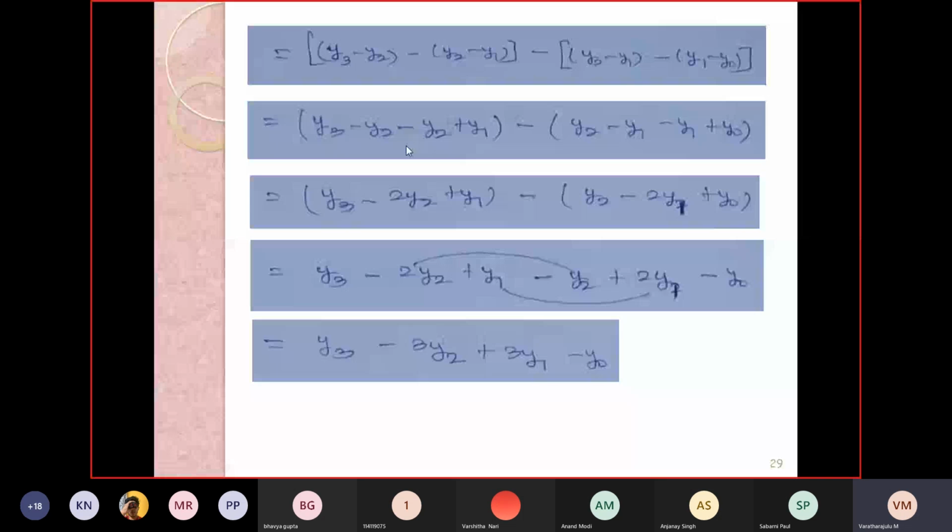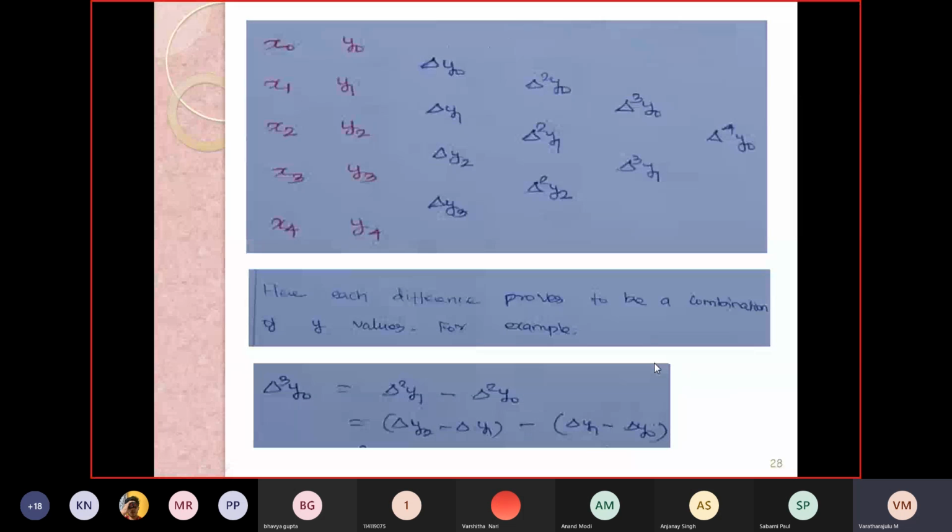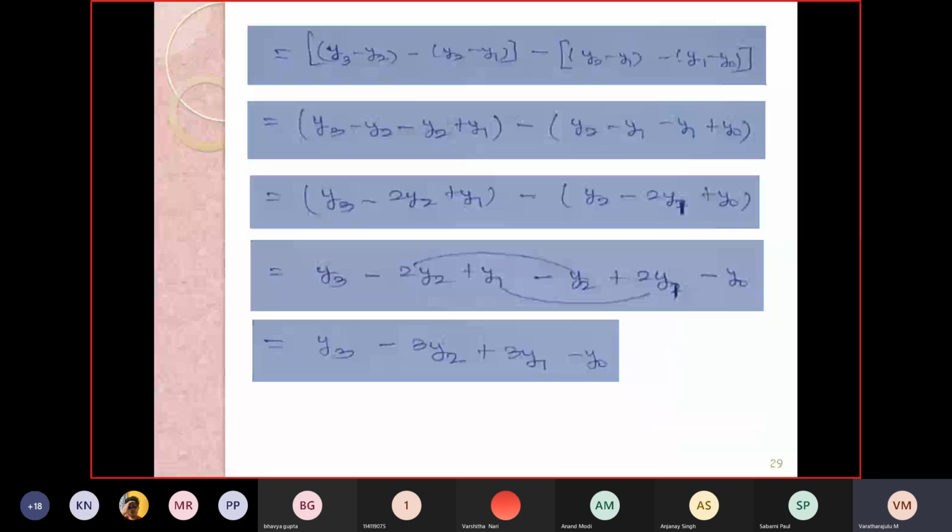And the first term will give y3 minus 2 y2 plus y1. Here we will get y2 minus 2 y1 plus y0. And by applying this minus to these terms, we will get y3 minus 3 y2 plus 3 y1 minus y0. This is the third difference of y0.